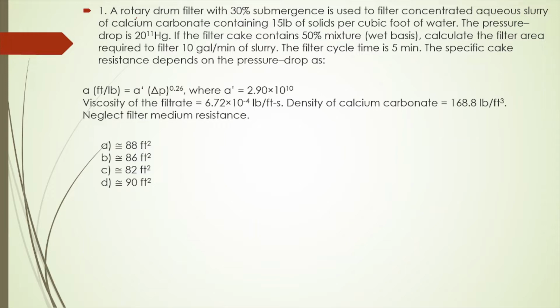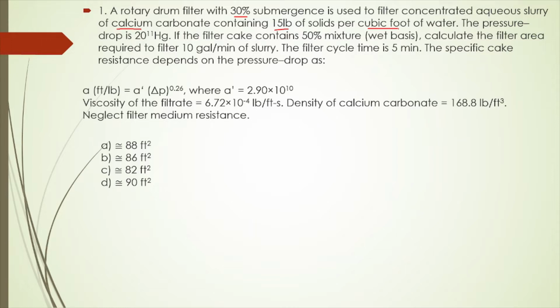A rotary vacuum drum filter with 30% submergence is used to filter concentrated aqueous slurry of calcium carbonate containing 15 pounds of solid per cubic foot of water. So rotary vacuum filter is a particular type of filter which is used in filtration, which rotates and filters. So the percentage of submergence is 30% or 0.3, and it is used to filter concentrated aqueous slurry of calcium carbonate. So 15 pounds of solid is present in a cubic foot of water.